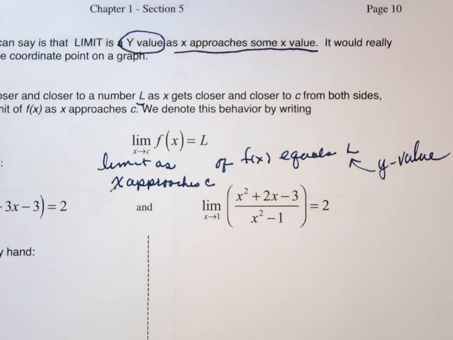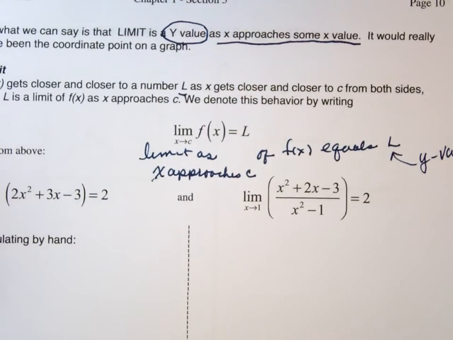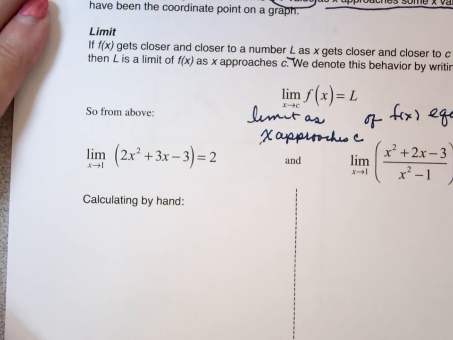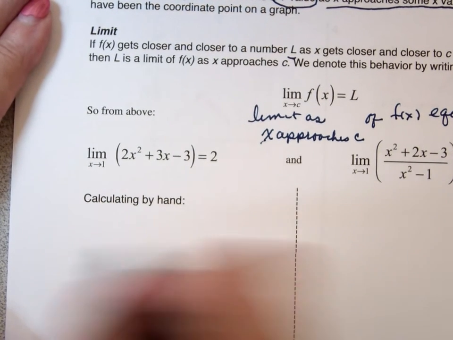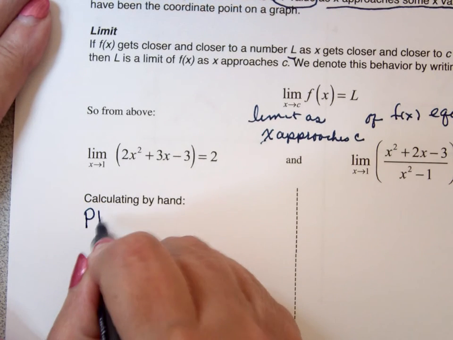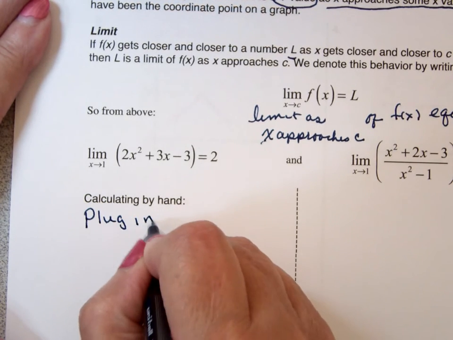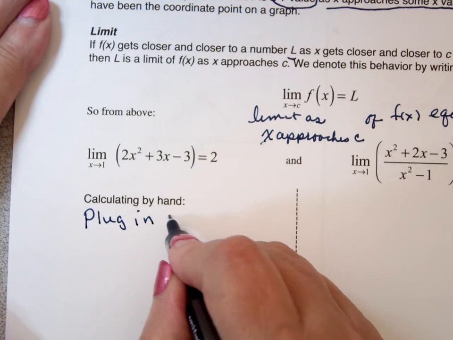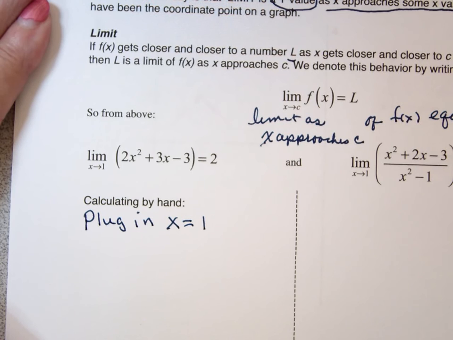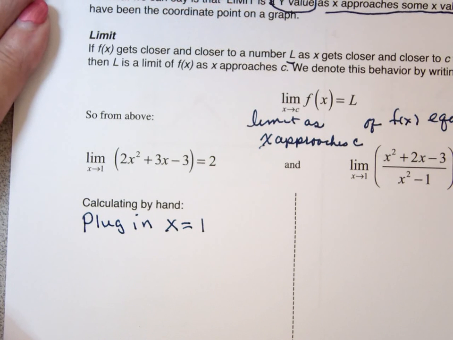So that's why, whenever we are going to be doing a limit, and this is the problem from the first page, how do I calculate a limit? I calculate a limit by hand is I plug in, in this case, x equal 1. You plug it in. Remember, the limit ends up being a coordinate point on that graph.